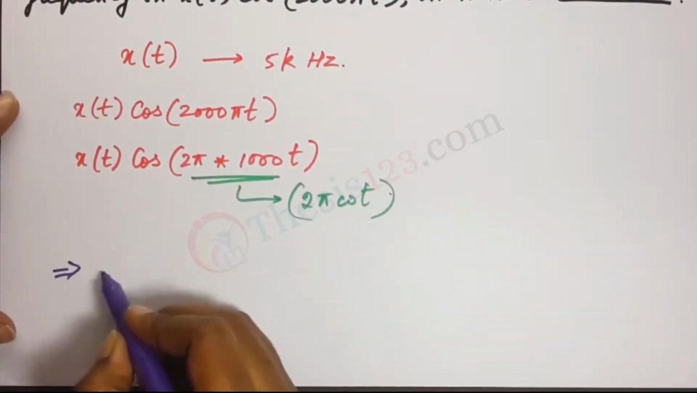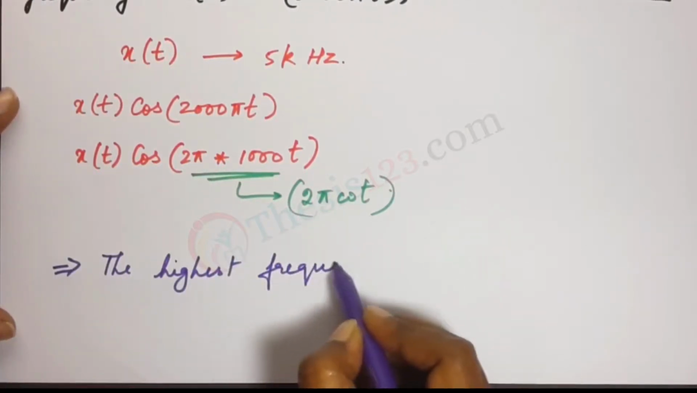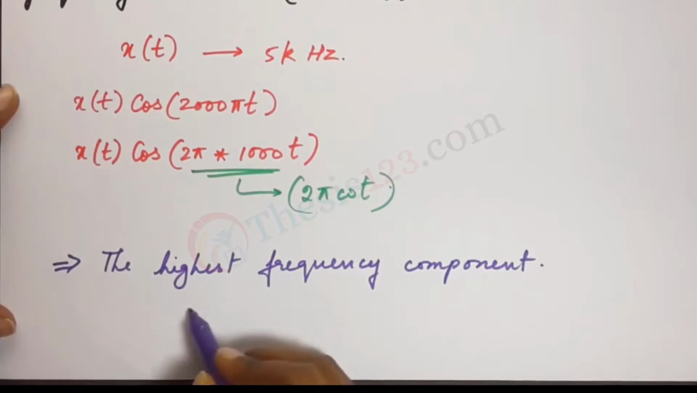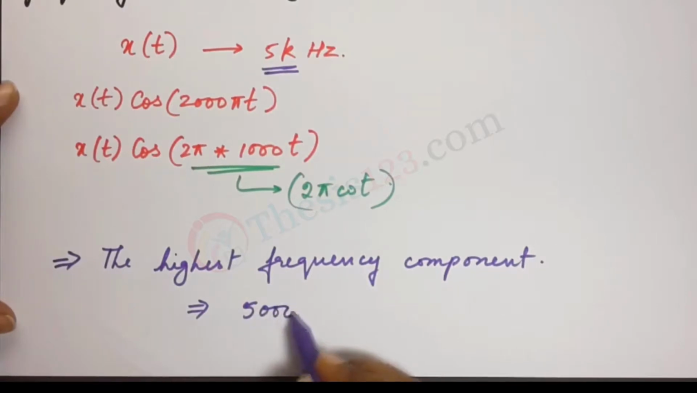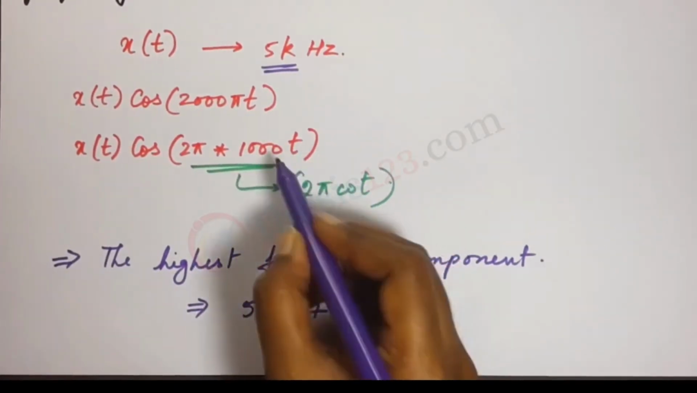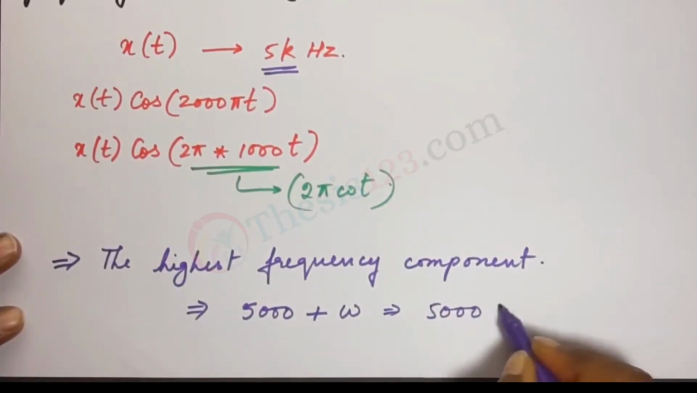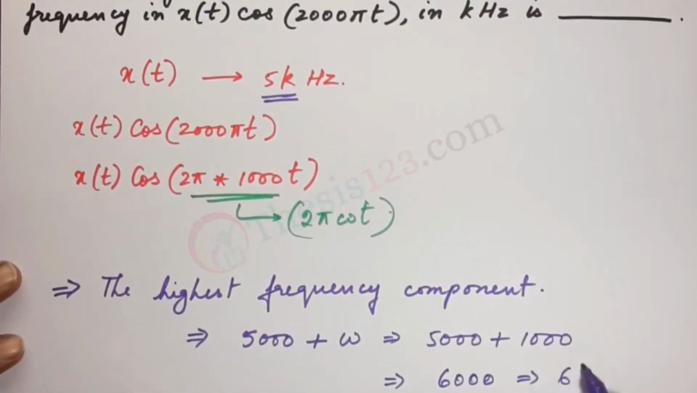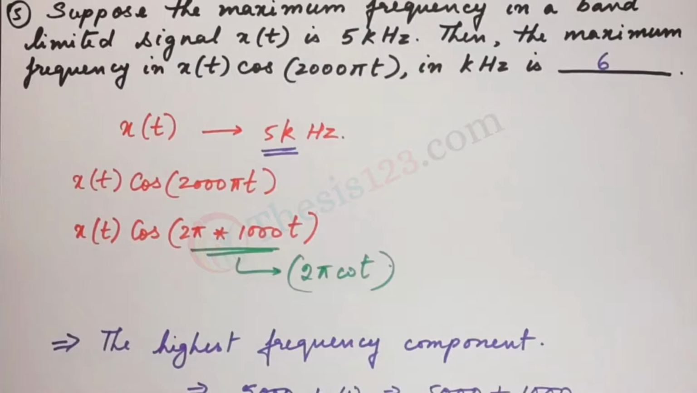Let me write that here. So the highest frequency component would be the given maximum range of 5000 plus the omega that we have found over here, which is 5000 plus 1000, and that's 6000. 6 kilohertz. So 6 kilohertz is the final answer. I hope this has helped.